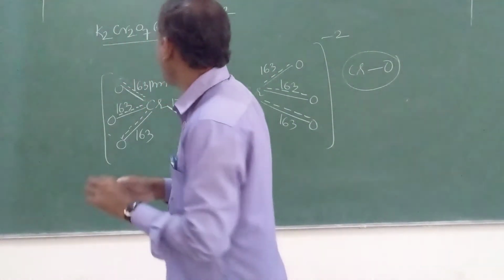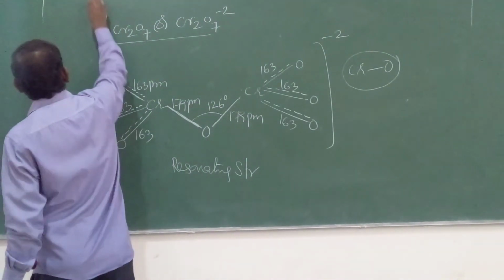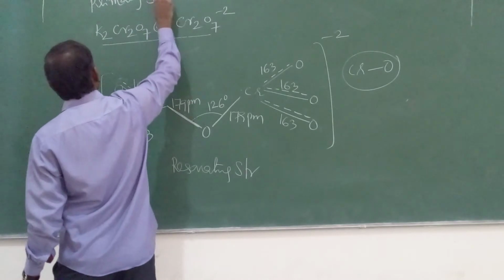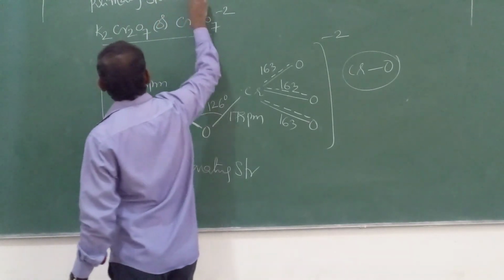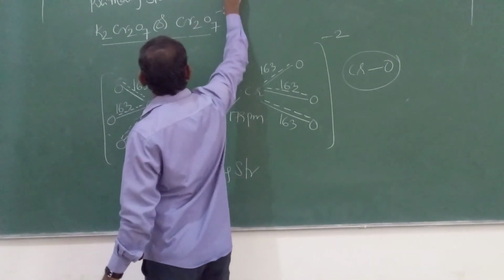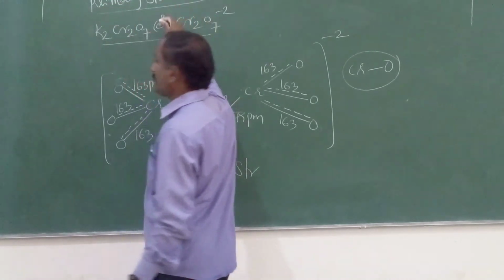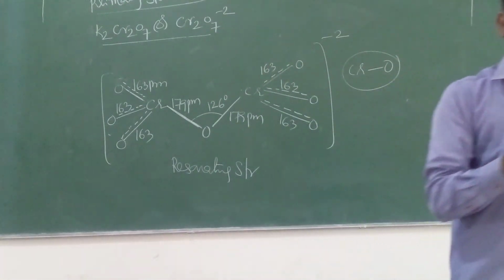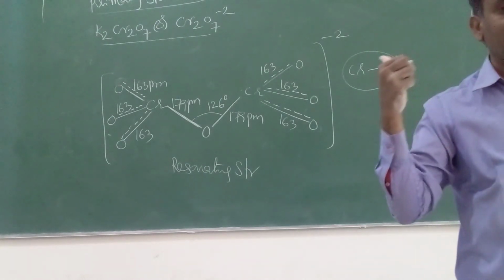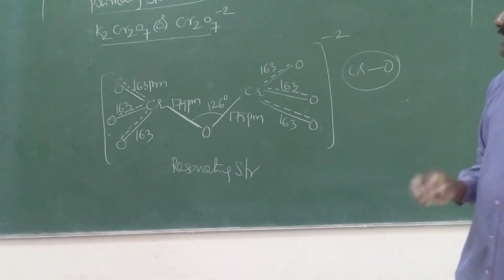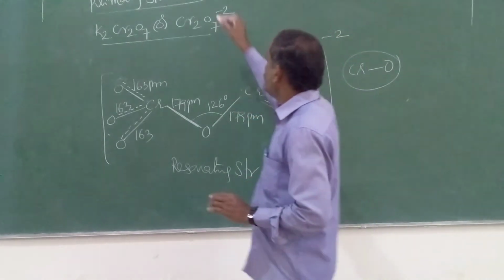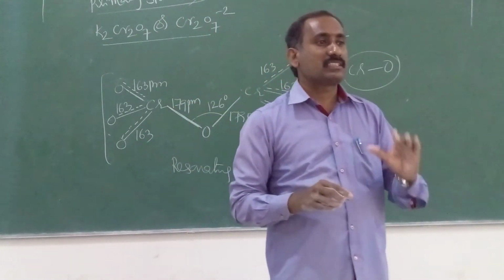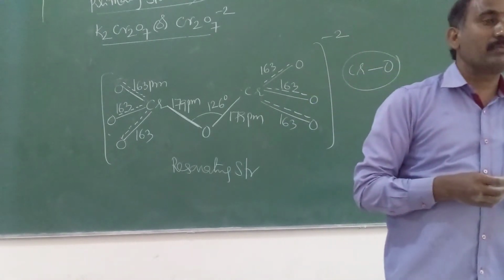Second one, it is used as primary standard solution. It will come in second year titration concept. In first year we did acid base titrations. In second year these titrations will come. What is meant by primary standard solution? The solution whose concentration does not change with time. Such type of solutions are known as primary standard solution.